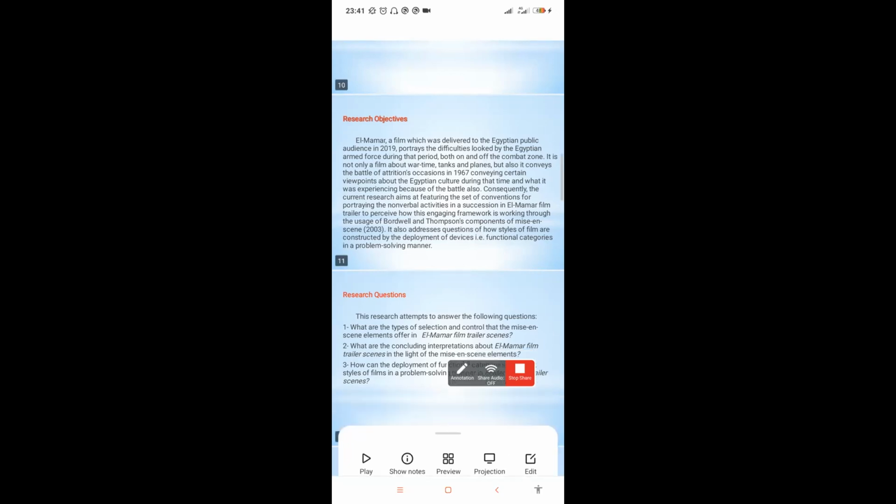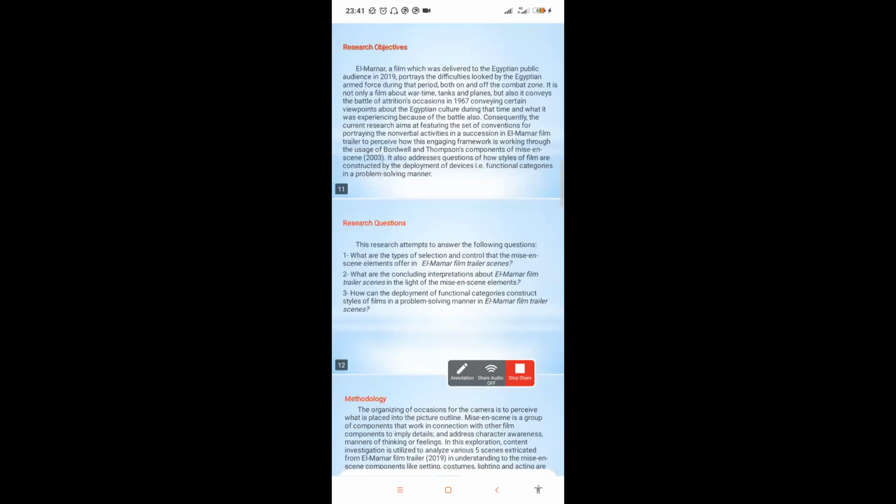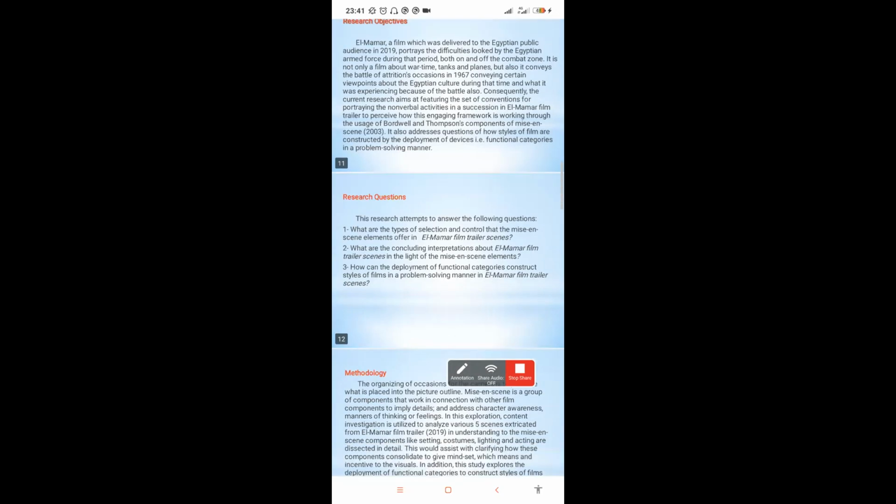So this research attempts to answer 3 questions: what types of selection and control do the mise-en-scène elements offer in Mamar, what are the concluding interpretations that they have, and how can the deployment of functional categories construct styles of films in a problem-solving manner in the Mamar film trailer.